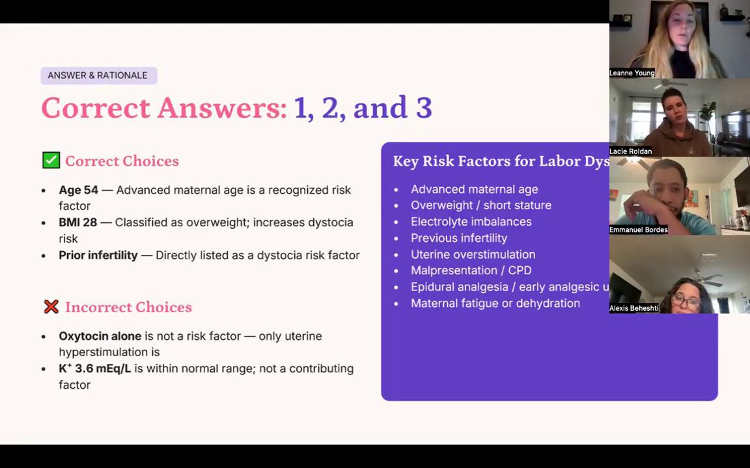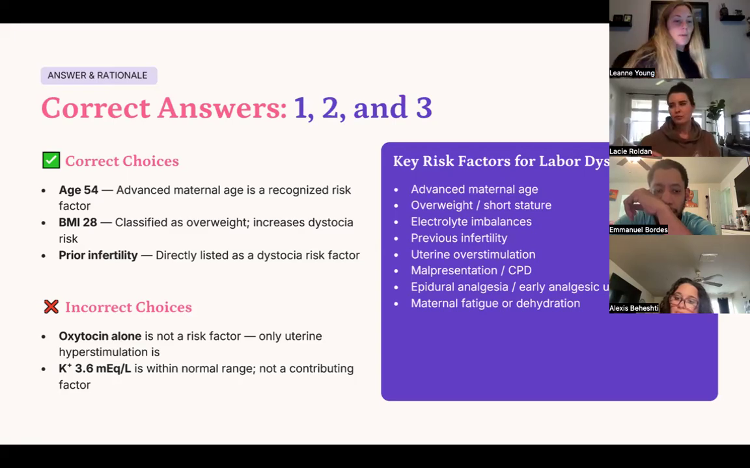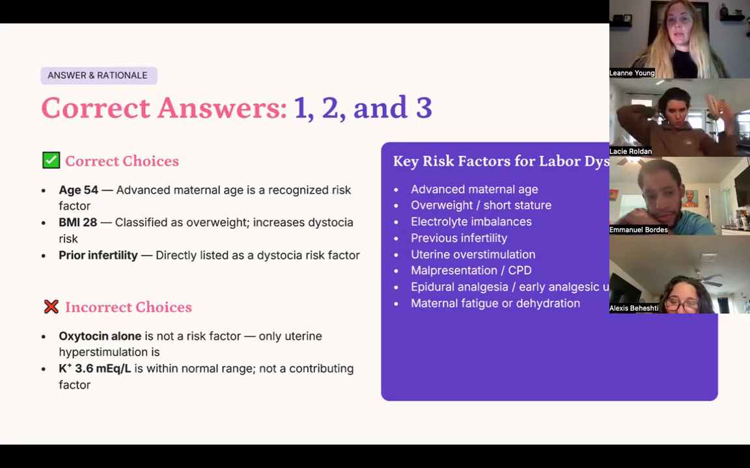So oxytocin use alone is not a risk factor. I guess only uterine hyperstimulation is. So if we were having too many uterine contractions, maybe then. And then a potassium of 3.6 is within our normal range. Okay. So then over here we have the risk factors for labor dystocia listed again.